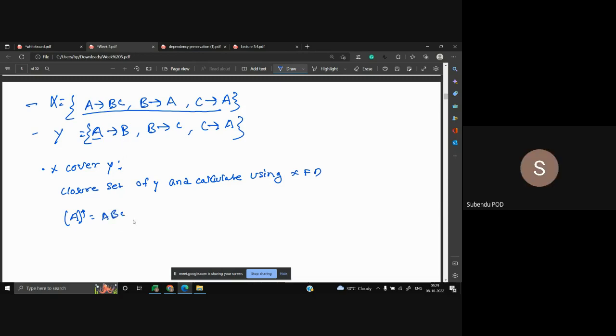So B is coming, right? Now you have to find the B closure with the help of this functional dependency. What will we get? ABC. You can say C is coming. Then you have to find the C closure with the help of this functional dependency. This is also ABC. So A is coming. So we can say that X covers Y is true.